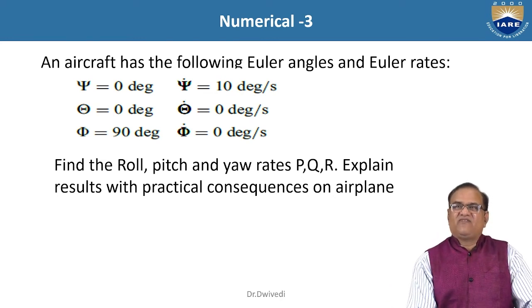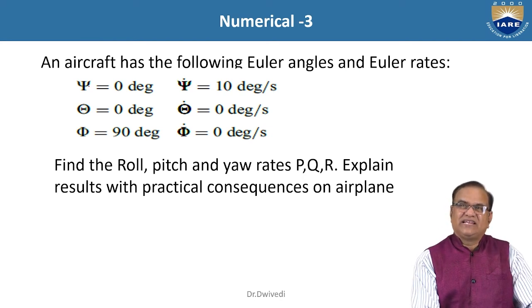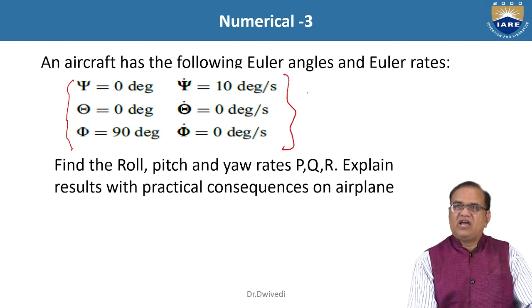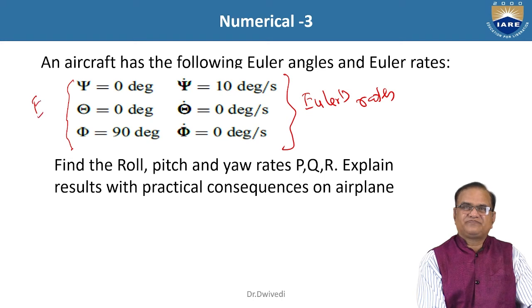So here we have one problem. The aircraft has the following Euler angles and Euler rates. So Euler angles are these. These three are the Euler angles and these three are the Euler rates, meaning per unit time.